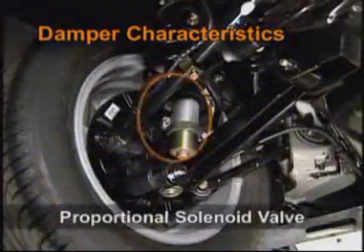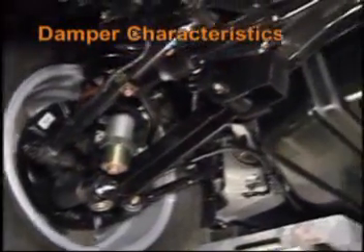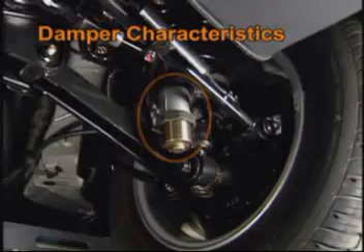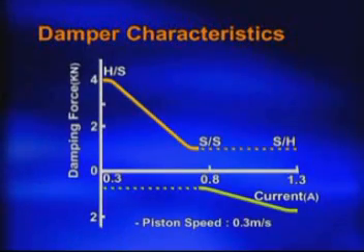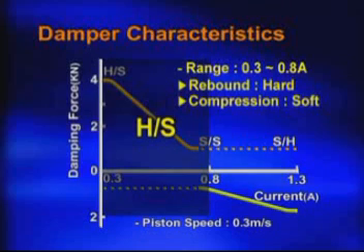A proportional solenoid valve is attached to the bottom of the shock absorber on ECS systems. Damping characteristics are changed based on the amount of current supplied to the solenoid. The amount of current applied to the solenoid controls the rotation of the pilot spool valve inside the shock absorber. The spool valve controls oil flow, altering compression and rebound force.